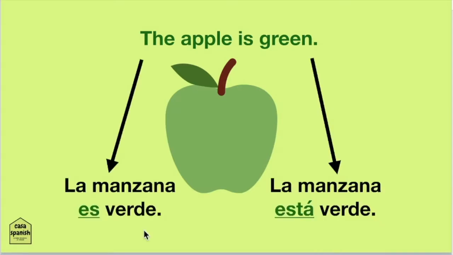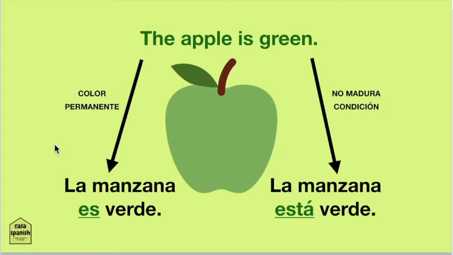On the left, we have the one with ser. La manzana es verde. On the right, with estar. La manzana está verde. Both translating into English as the apple is green. But what do they mean? If you say la manzana es verde, we're talking about the color of the apple. We are describing the apple. If you say la manzana está verde, it means that the apple is not ripe yet.